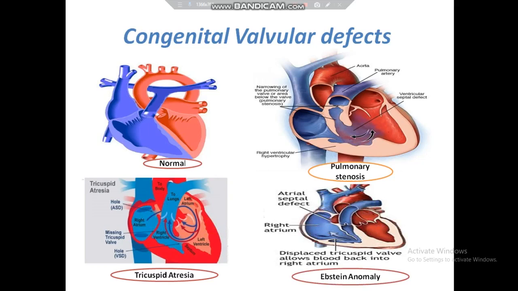Another condition is called Ebstein anomaly. Now, Ebstein anomaly is a condition where we have an atrial septal defect. Why is there an atrial septal defect? We can see that the tricuspid valve is not functioning properly because of its displacement. It is displaced downwards toward the apex of the heart. So there may occur leaking of the blood. It is a defect where there is leaking back of the blood from the ventricle to the atrium. So this condition is known as Ebstein anomaly.